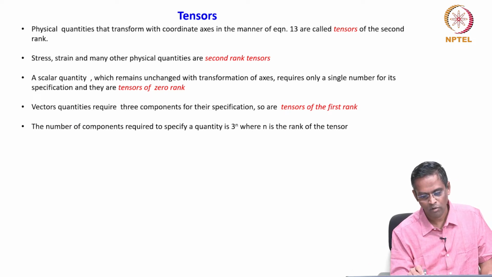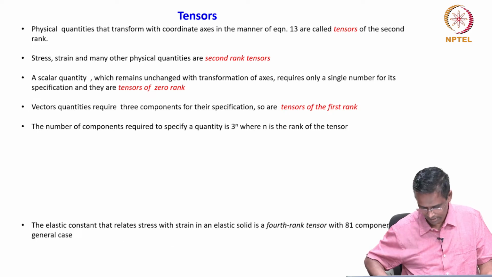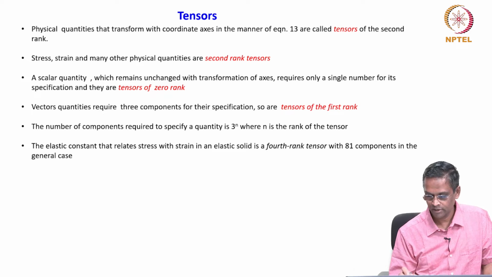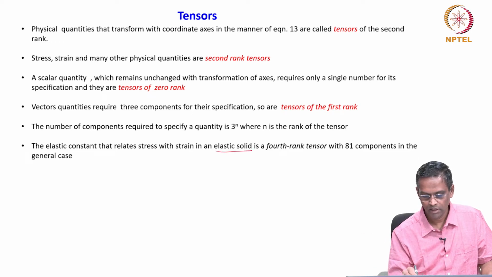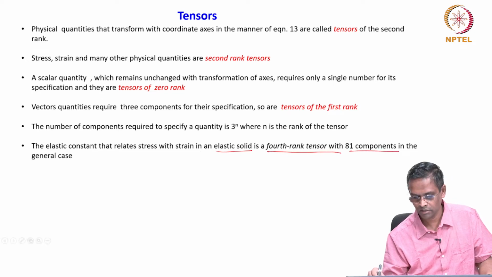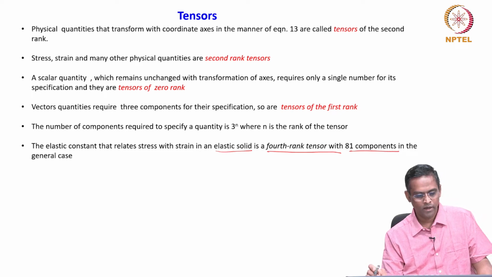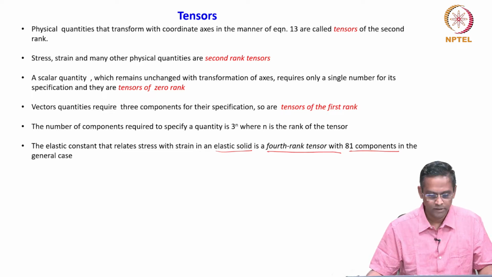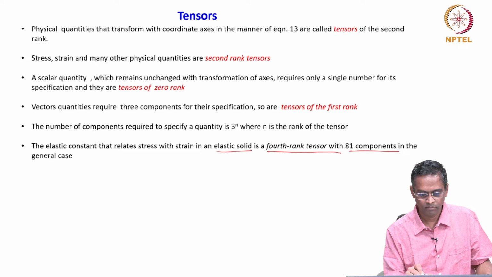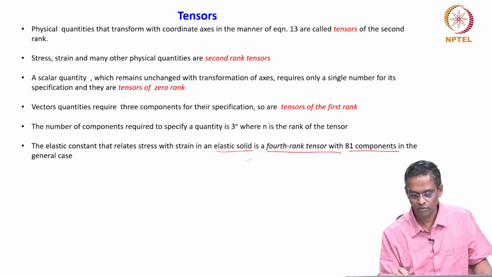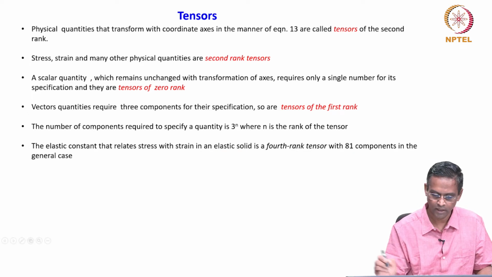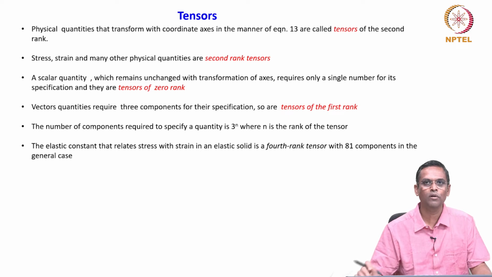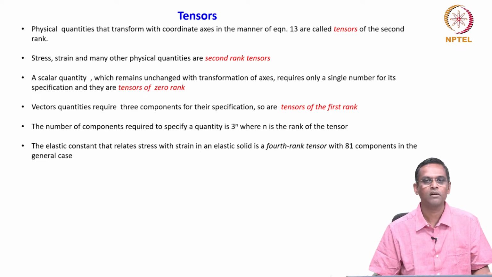The number of components required to specify a quantity is 3 to the power n, where n is the rank of the tensor. And we are going to see in a few classes that the elastic constant that relates stress with the strain in an elastic solid is a 4th rank tensor with 81 components in the general case. We use elastic constants, Young's modulus, that relate the stress and strain for a purely elastic material. As it's a 4th rank tensor, that means 3 to the power 4, which is 81 components, are required to specify it clearly. We will be seeing this when we go to a specific cubic system, how these elastic constants are evaluated.